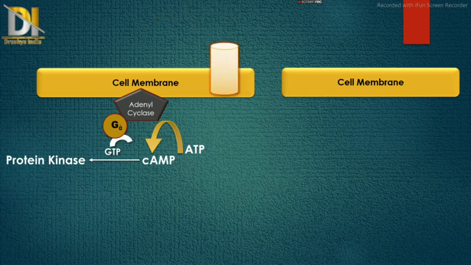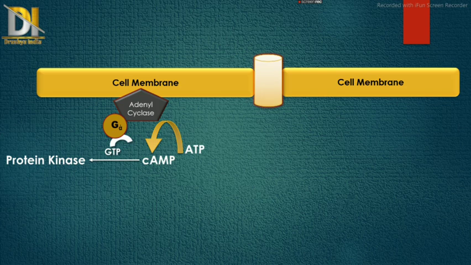Now the second pathway is stimulation or inhibition of ion channel. For this, the beta gamma subunit is responsible. As soon as it binds to ion channels, they get activated and the drug molecule can easily pass.